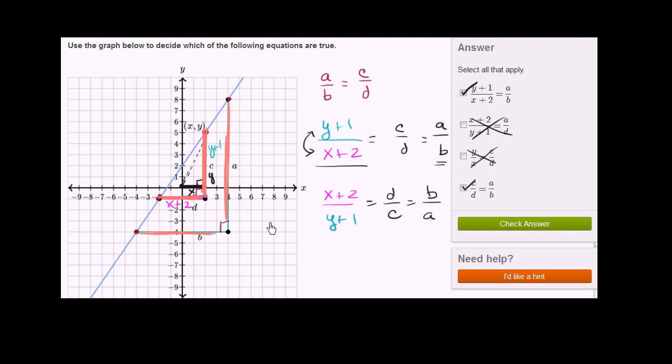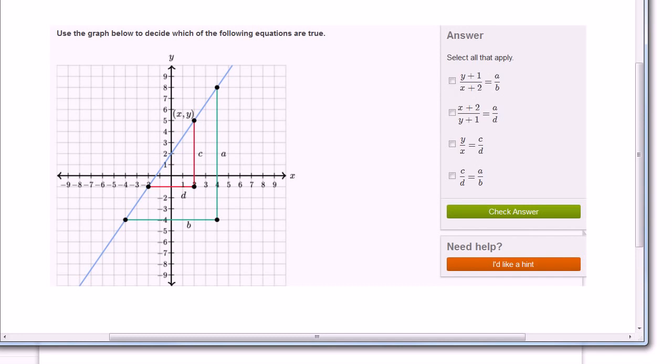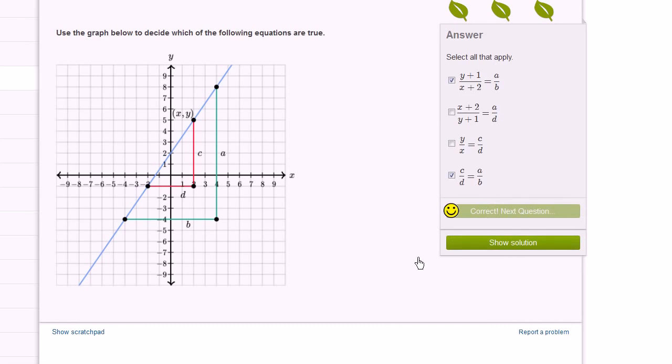Now let's actually input it into the exercise and make sure that we got it. So we have that one, and we have that one, and we can check our answer, and we got it right.